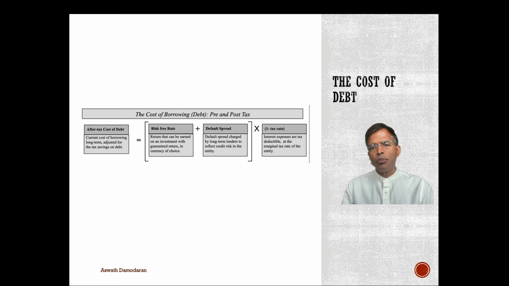Let's start with the easier component. The cost of debt is the rate at which you can borrow money today. Generally, it has to be a long-term cost of debt because investments tend to be long-term. So to get to a cost of debt, I need to start with a risk-free rate, the rate at which I can borrow money if I can guarantee that I can repay it. That risk-free rate will vary across currencies. We'll talk about why, but that's your starting point. To that, you add a default spread.